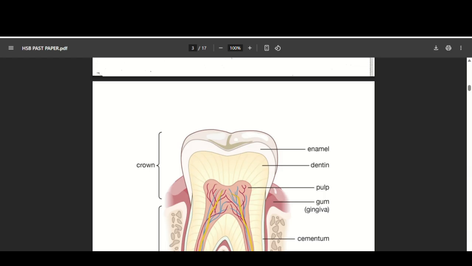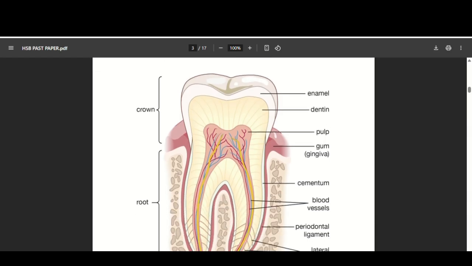Then again, this is the diagram of the molar tooth. You should know how this looks in case they ask something about the teeth. You should know it.